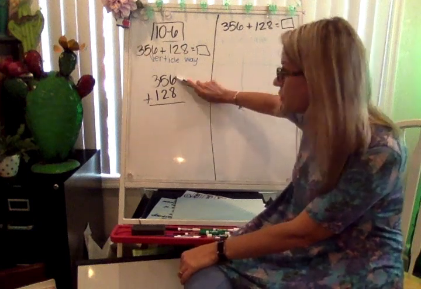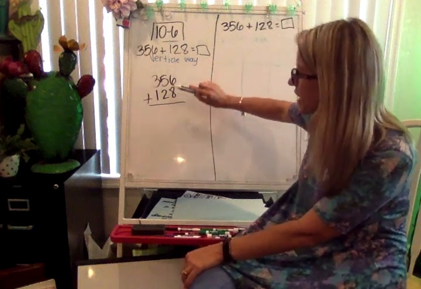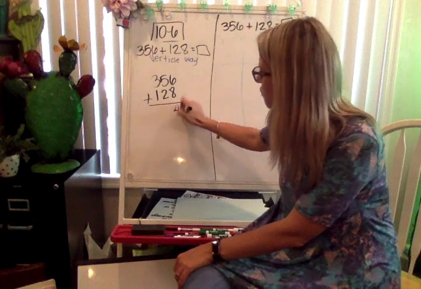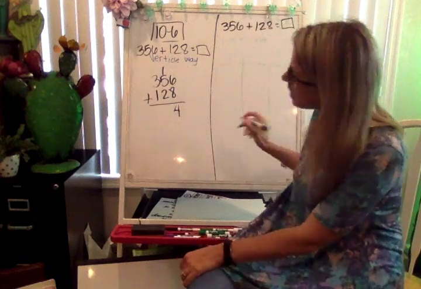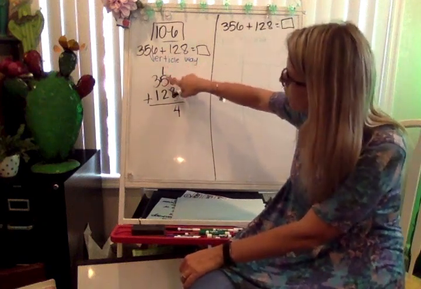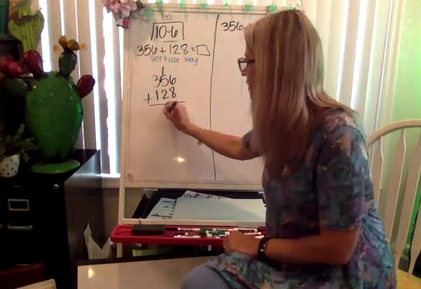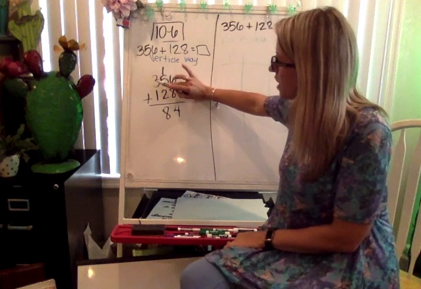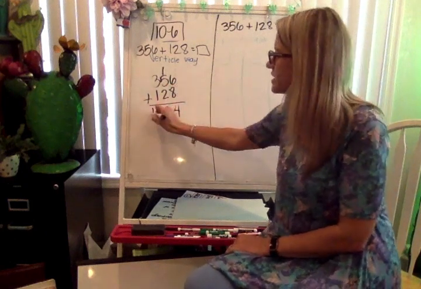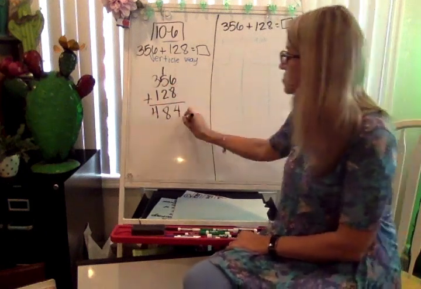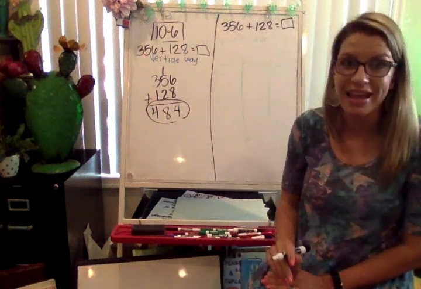So, I'm going to start with my ones place. 6 ones plus 8 ones is 14 ones. I'm carrying my 1 on top. 1 ten plus 5 tens is 6 tens. If I add 2 more, that's 8 tens. 3 hundreds plus 100 is 4 hundreds. So the sum is 484.